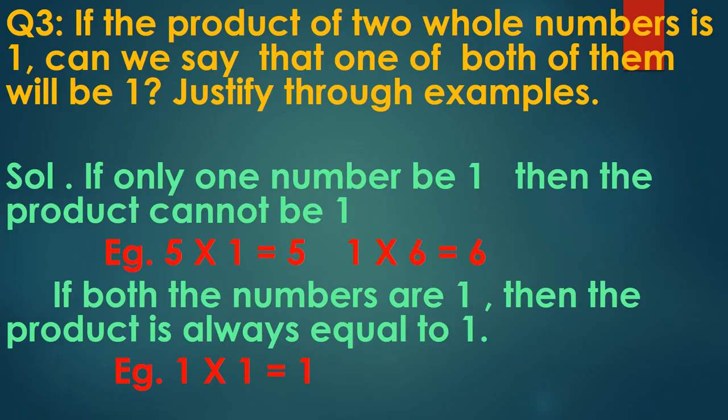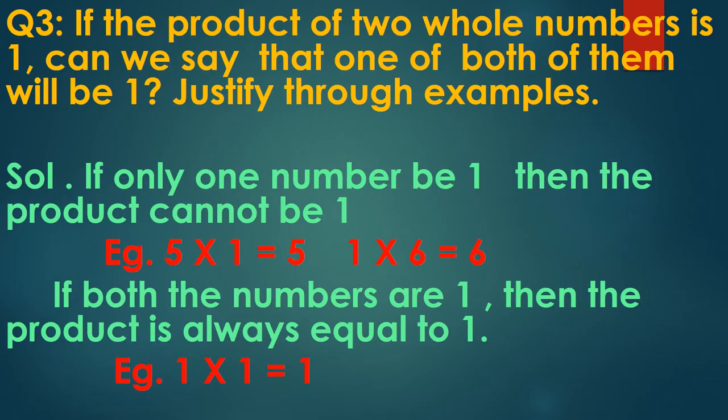Question 3. If the product of two whole numbers is 1, can we say that one of them will be 1? Justify through example. Now we are multiplying two whole numbers and we want our product as 1. You have to tell whether both numbers will be 1 or any one of them will be 1. If only one number is 1, then the product cannot be 1.